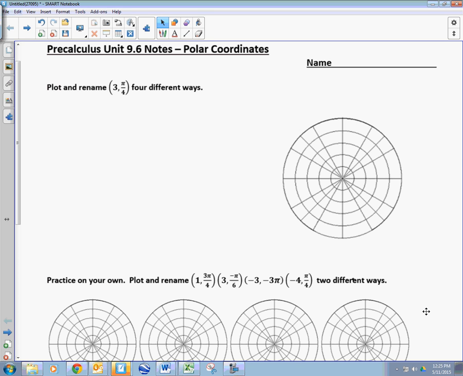All right, polar coordinates. Different stuff. We're in section 9.6. We kind of skipped 8 altogether. It's about matrices. They don't ask us to cover it anymore.